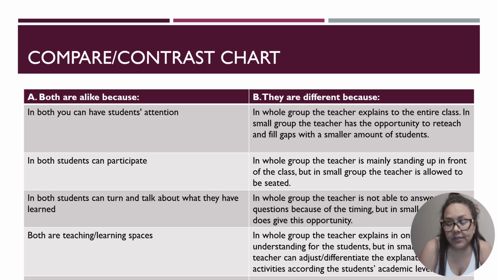In whole group instruction, the teacher explains at one level of understanding, following our curriculum, and that instruction is how we teach. But in a small group, as intervention, we can adjust or differentiate the explanation, the lesson, even the activity, according to students' academic level. So we can identify the academic level of every student, and in that way we can adjust or modify any activity or topic that we are teaching.